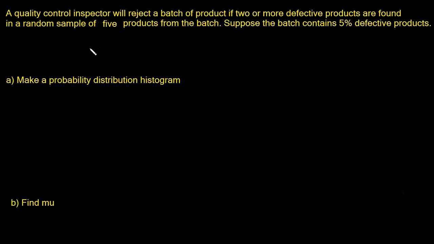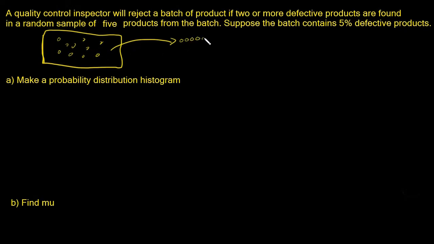Okay, so in this scenario, we have a quality control process. So what happens in quality control? You have a big batch of items, but you can't inspect every item in that huge batch. So what happens in quality control is they take a random sample from that batch. We're going to randomly sample 5 items from that batch.